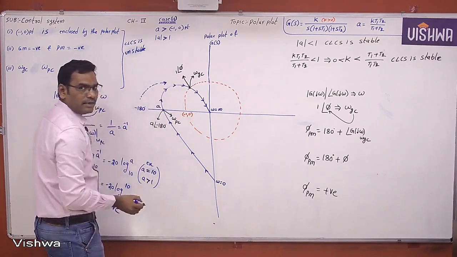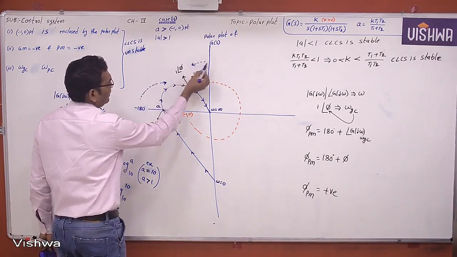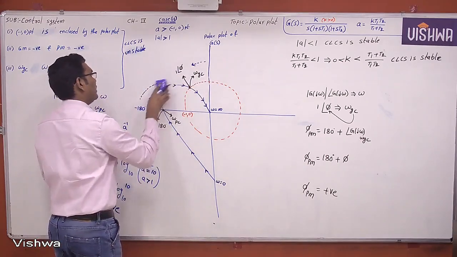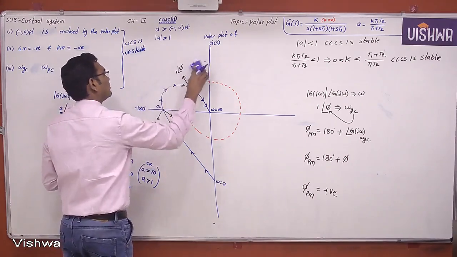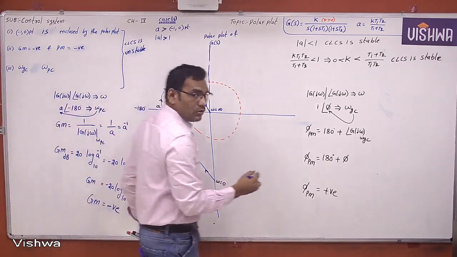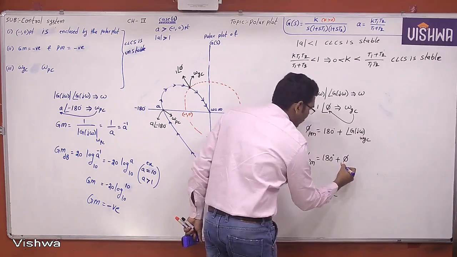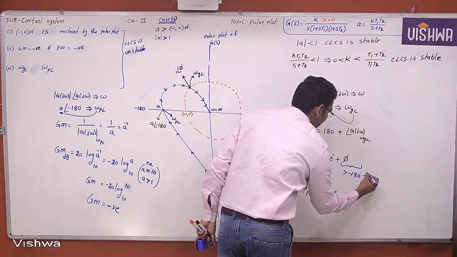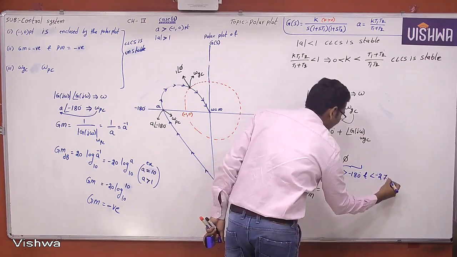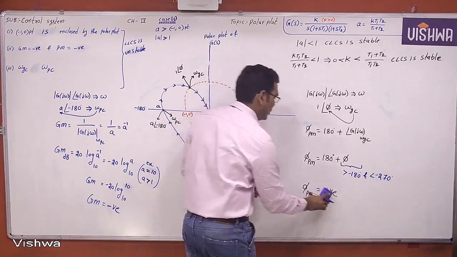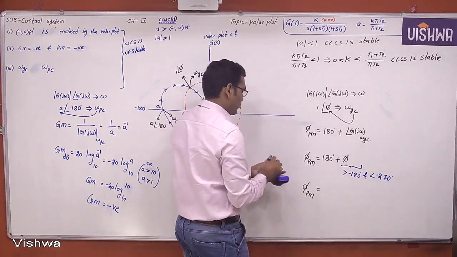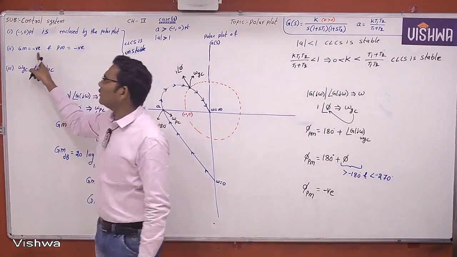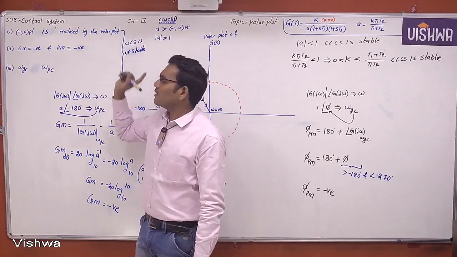Greater than minus 180 degrees and less than minus 270 degrees. So if this phi range is greater than minus 180 degrees and less than minus 270 degrees, then you take any value in between these two. Therefore, definitely this phase margin is negative. When phase margin is negative, gain margin is negative, and the closed loop control system is unstable.